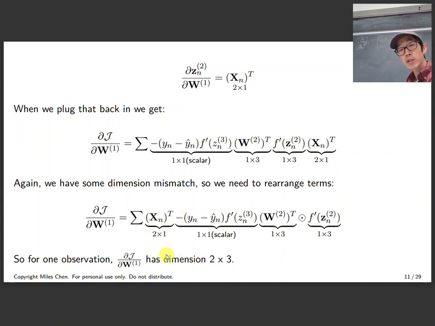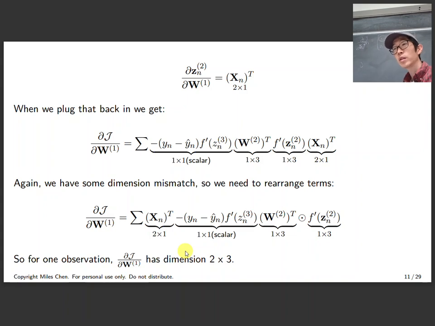And so we rearrange this. Xn transpose is 2 by 1. This whole thing for the nth element is a 1 by 1 scalar. W2 transpose is 1 by 3. F prime of Zn2 is 1 by 3. We do element-wise multiplication between this and this, which results in a 1 by 3. And so the final result is going to be a 2 by 3 matrix.